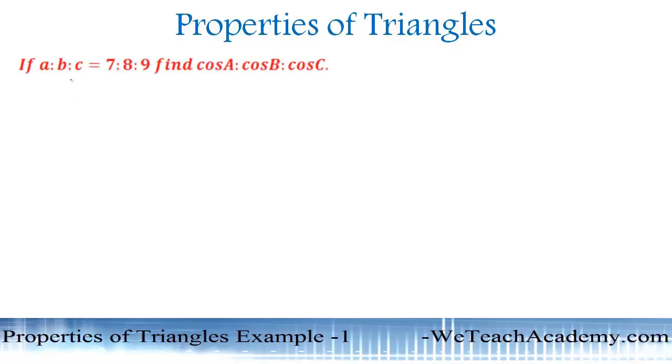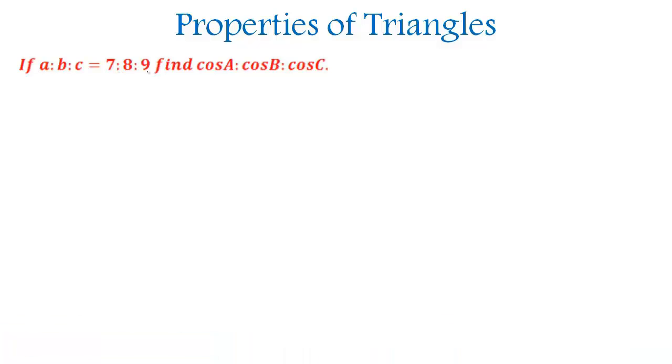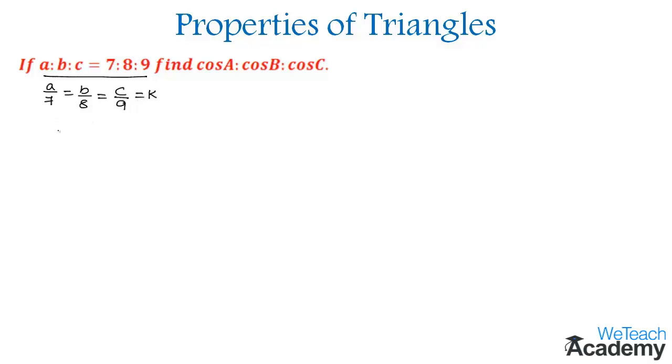So we are given the ratio of sides, which is 7:8:9. You can write this ratio in the form a/7 = b/8 = c/9. Now let us assume all these values are equal to some value k. From this step we get the value of a as 7k, the value of b as 8k, and the value of c as 9k. Then we have to find the ratio of its angles.